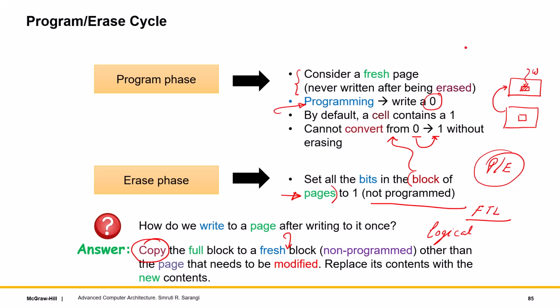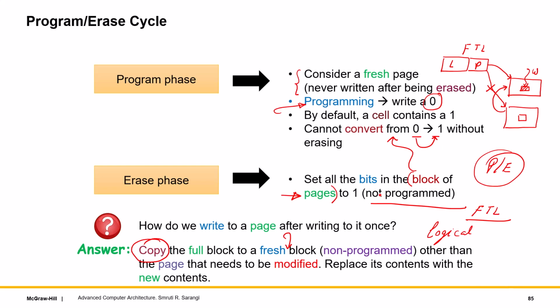Then the flash translation layer, for a given logical address, was pointing to a physical address which used to be this. At the moment it is not this, but it is this. So this change has to be made, in the sense that the mapping has to be changed from one block to another block in the flash translation layer, and that is how we can effect a write.